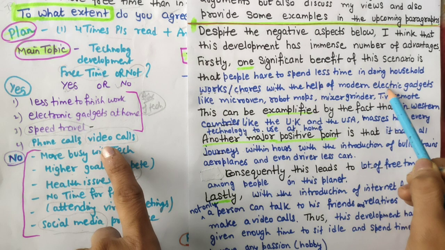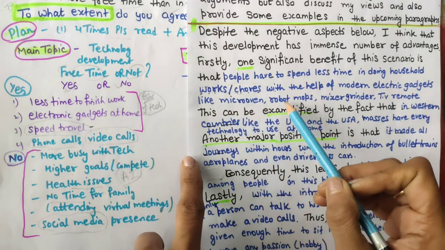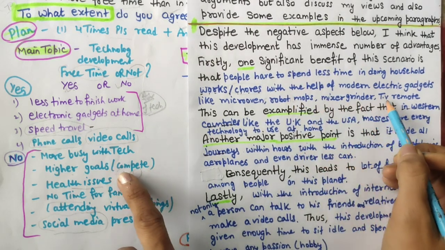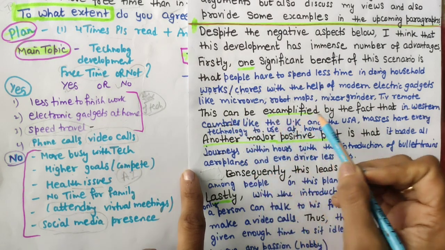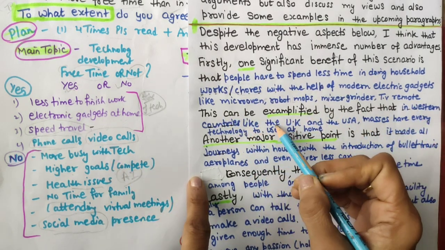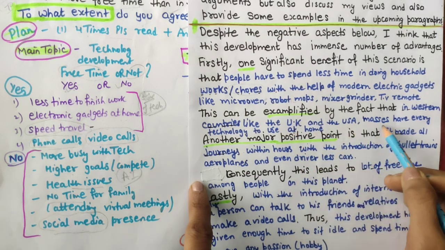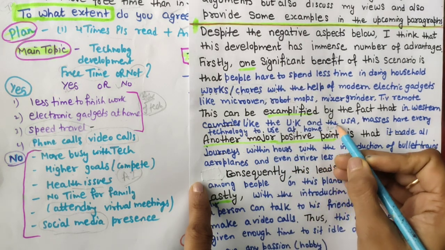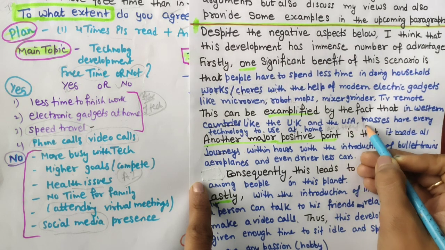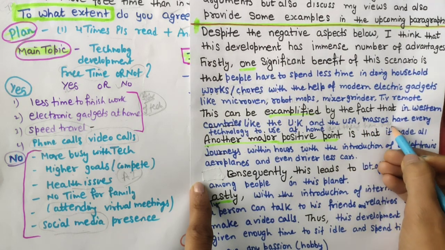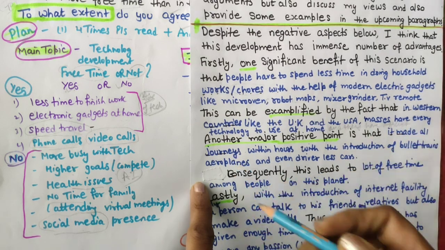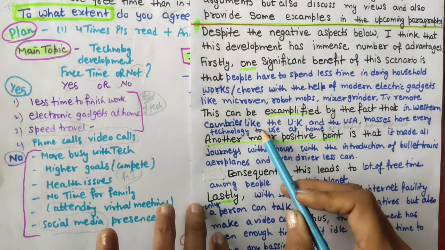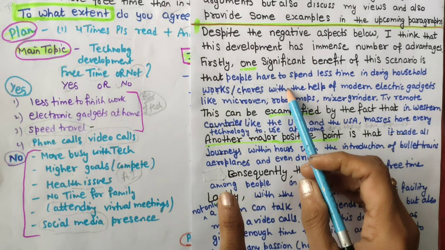With the help of modern electric gadgets like microwave ovens, you can write robotic mops, mixer and grinder, TV remote controls and all. This can be exemplified by the fact that in Western countries like the USA and the UK, masses have every technology to use at home and they have sufficient time. Okay, they are saving their time to do any other thing. You can use these lines also. Now this is example, this is electronic gadgets we are talking at home.